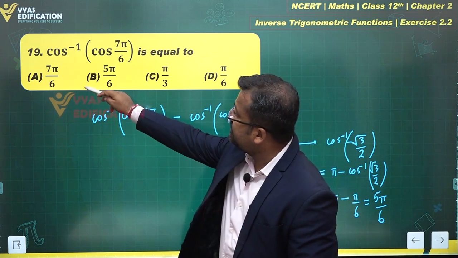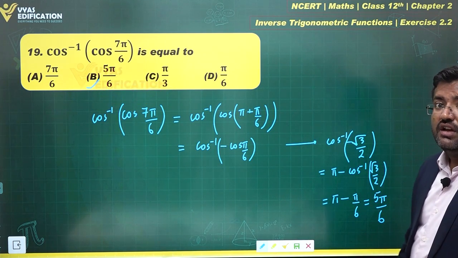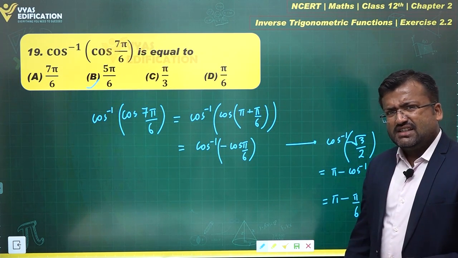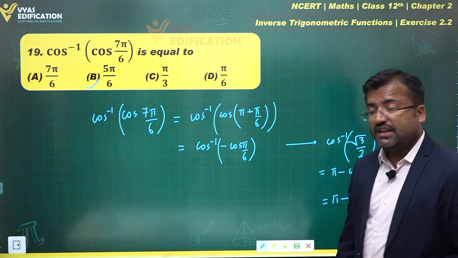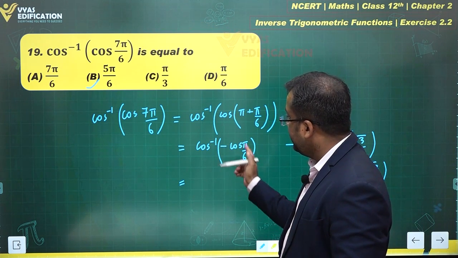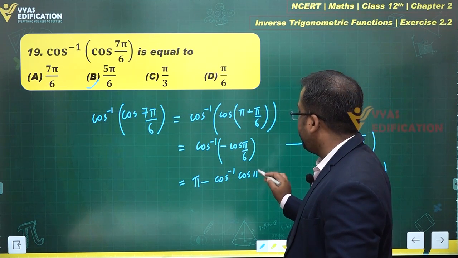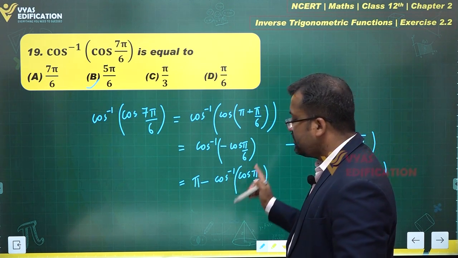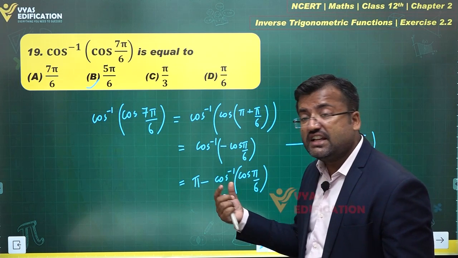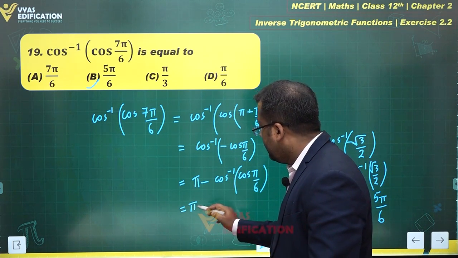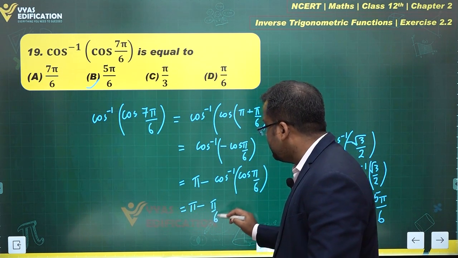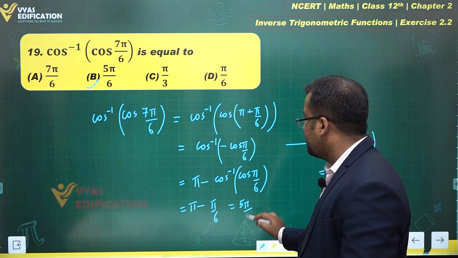So the correct answer is option B, 5 pi by 6. Is that all? Yes, that's all. Could we have done something else as well? Yes. We could have written this as pi minus cos inverse cos pi by 6, and cos inverse cos x is equal to x if x lies in the interval 0 to pi. This pi by 6 lies in the interval 0 to pi, therefore 5 pi by 6.